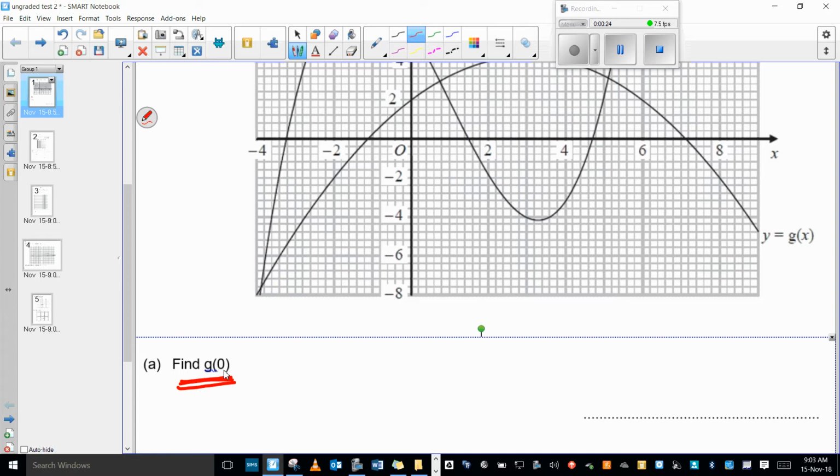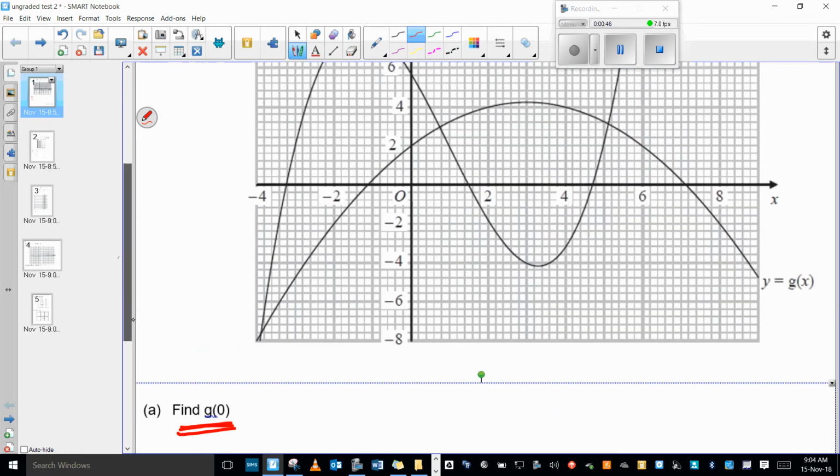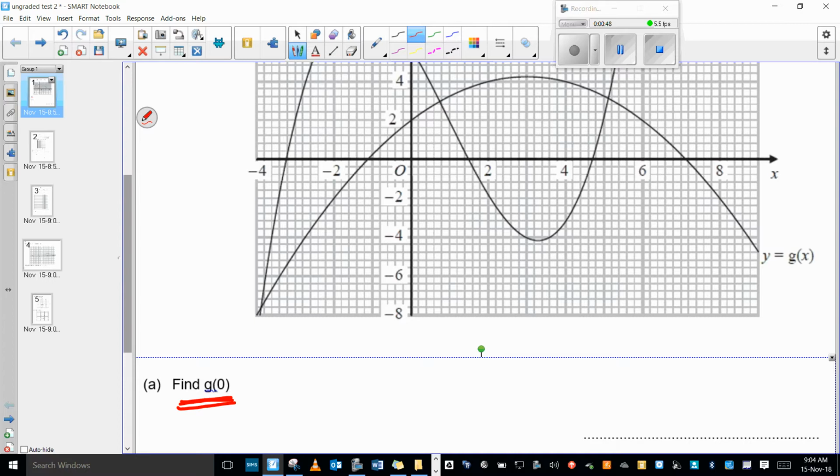When you see g bracket 0, what does it mean? What would you normally do if you had the equation? You put the 0 in place of the x. Good. So you would put the 0 in place of the x, and you would end up with a y value. So all we have to do is look at this visually. They've drawn us the graph of the results when we've done that for each of the different points.